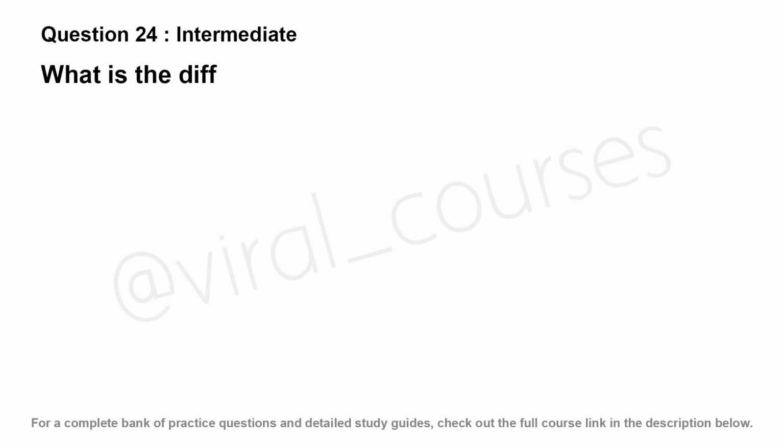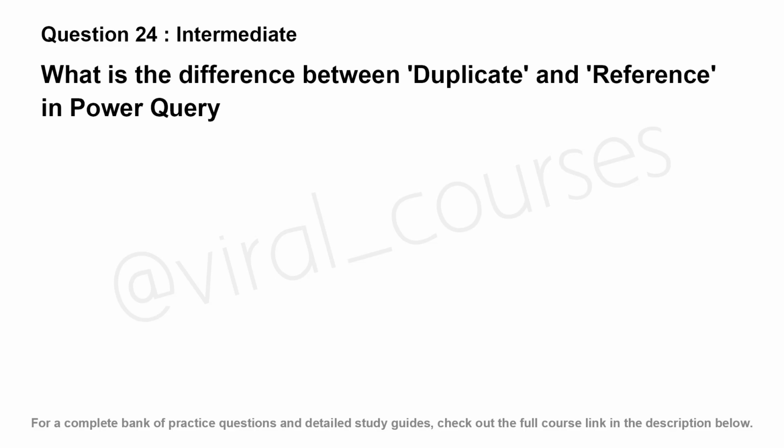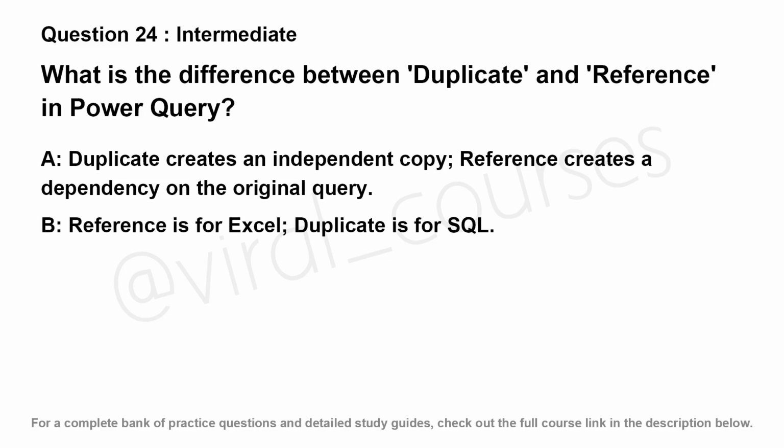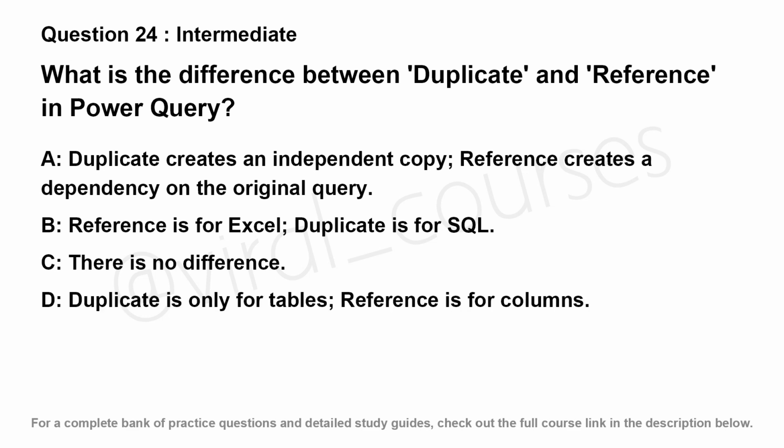What is the difference between duplicate and reference in Power Query? Option A, duplicate creates an independent copy. Reference creates a dependency on the original query. Option B, reference is for Excel. Duplicate is for SQL. Option C, there is no difference. Option D, duplicate is only for tables. Reference is for columns.